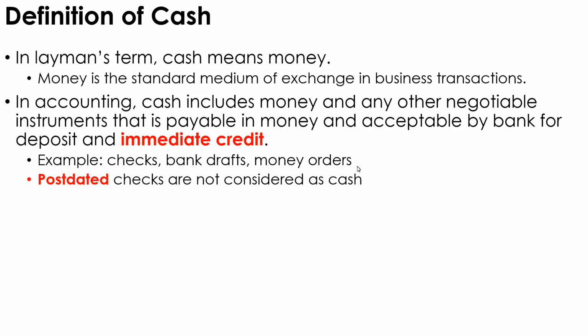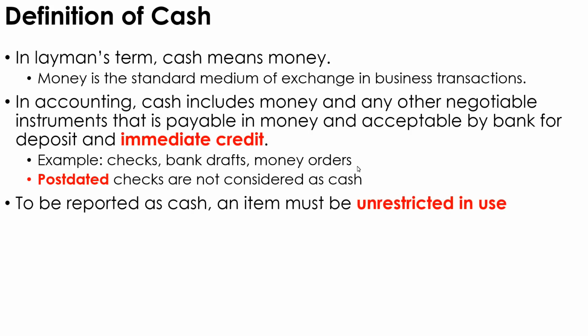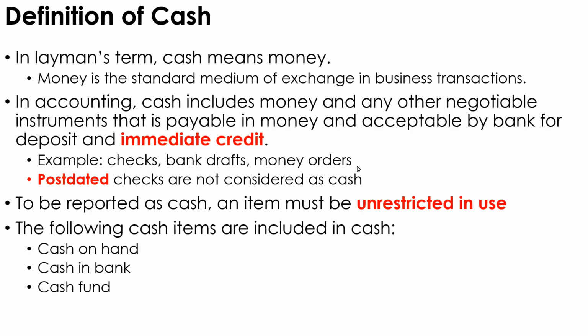Since in order for a negotiable instrument to be qualified as cash, it should be available for immediate credit, which means that post-dated checks are not considered as cash. They will only be considered as cash kapag narating na niya yung date na nasa check. And in order for a cash to be reported as cash, it should be unrestricted in use. For example, you have a savings account or an account to a bank and that account is restricted for use, which means na hindi mo siya pwedeng i-withdraw. Then, the money in that account are not reported as cash because they are restricted in use. And the following cash items are included in cash: cash in hand, cash in bank, and cash fund.